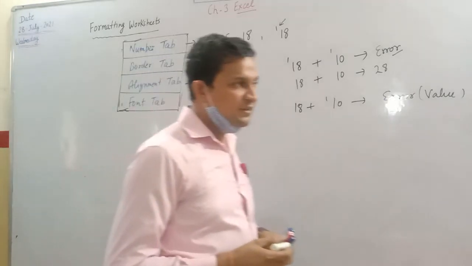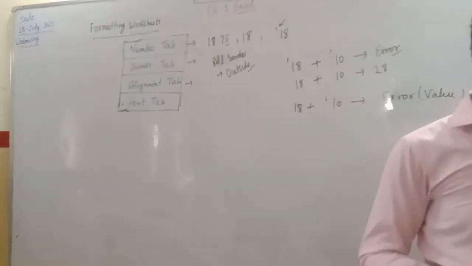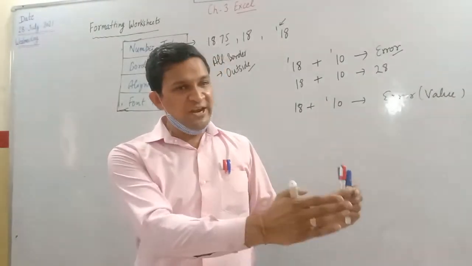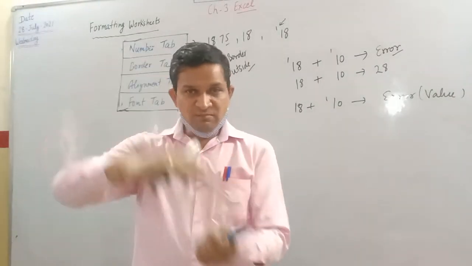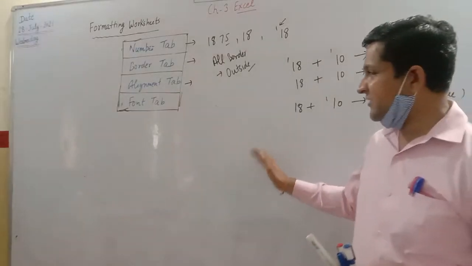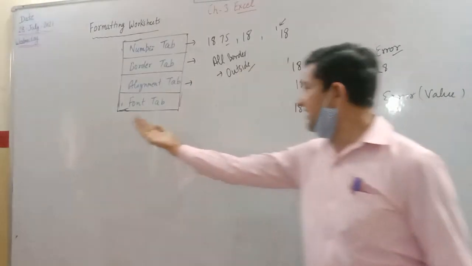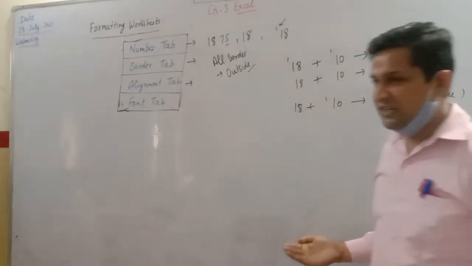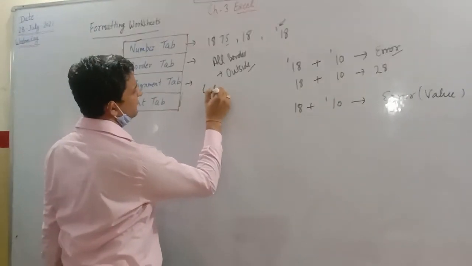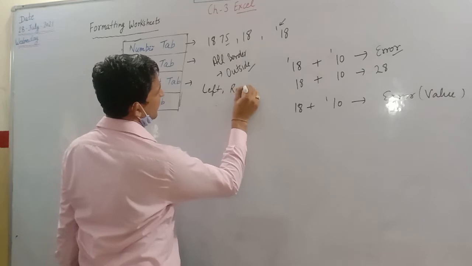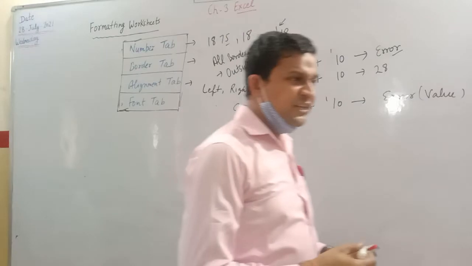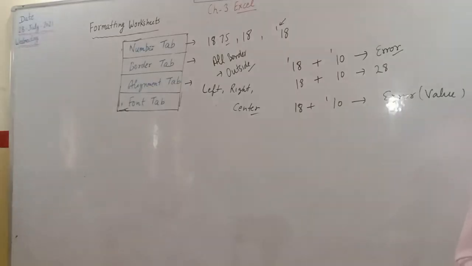Next is alignment. As the name suggests, alignment means to set the position from the left side, right side, top and bottom. How do you want to display the text? You want to display the text from the left side, you want to adjust it from the right side, you want to make it on the center position. Basically alignments can be performed by three methods: left, right and center.